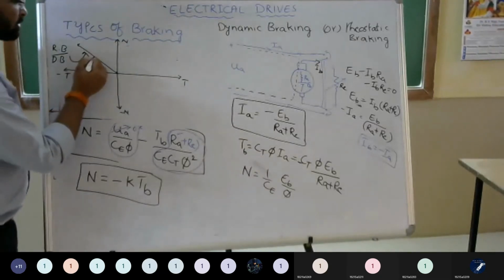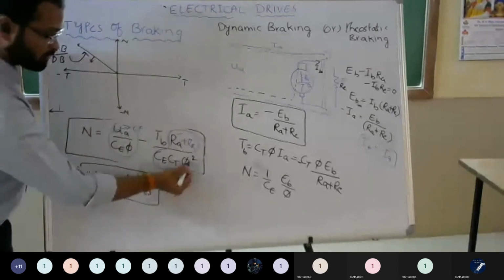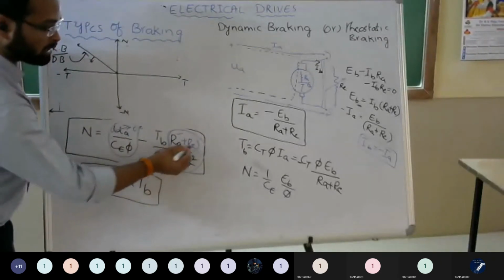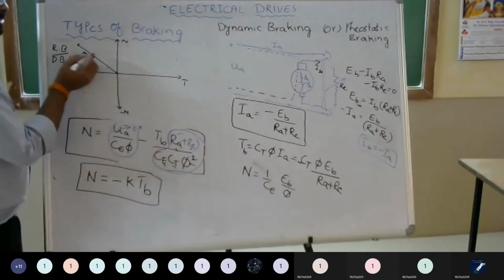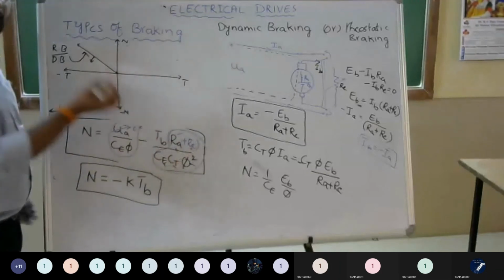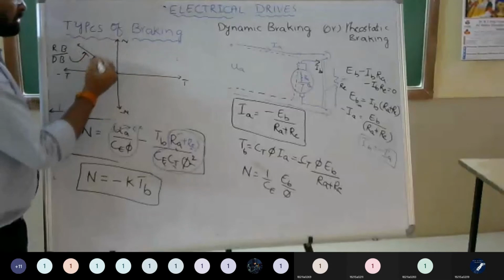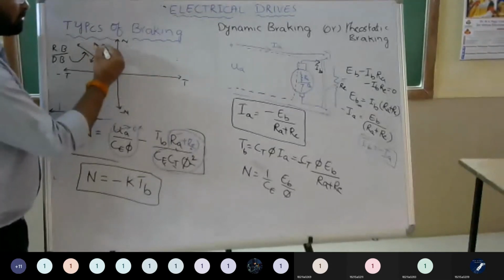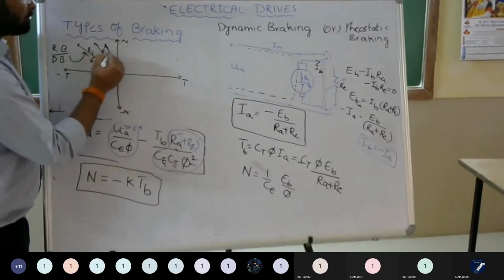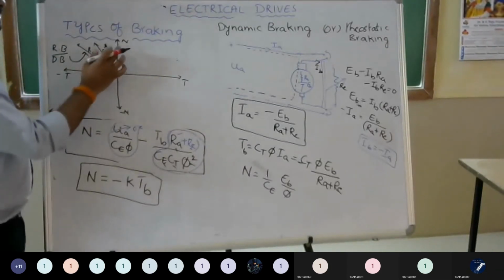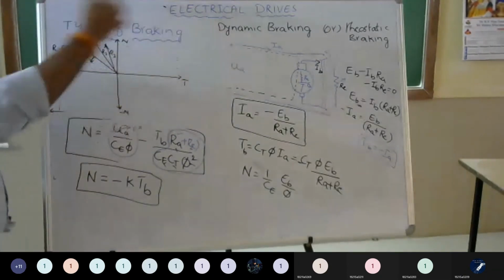Clear? So what is this one? The slope is K, K means RA. If suppose flux is constant, CT and CE are constant, RA is also constant, but RE we can change. So if you are increasing the RE, the negative slope will increase. Slope increasing means the hardness of the braking will increase. Suppose this is R1, R2 and R3. If you are increasing, slope will increase and the braking will become fast.